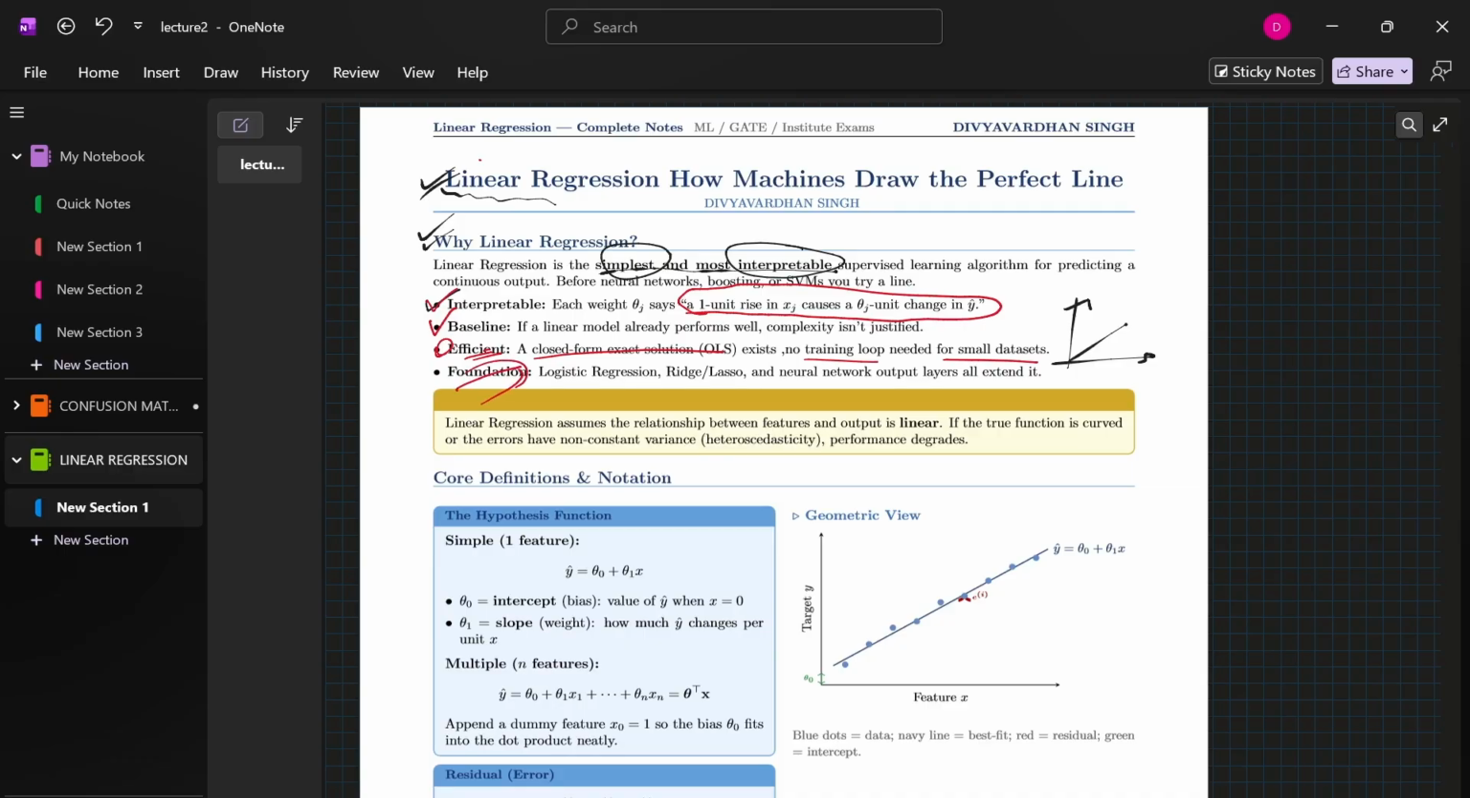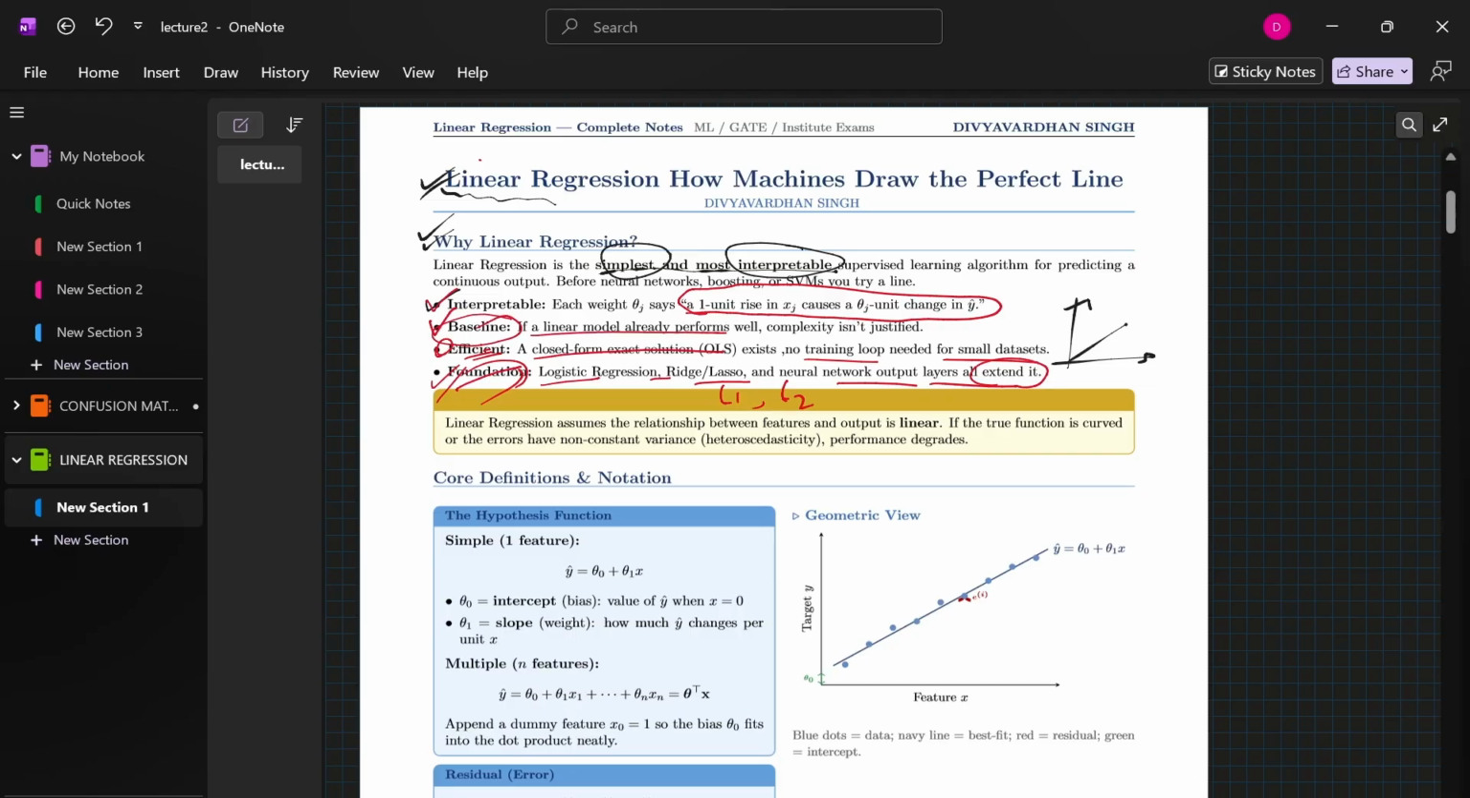Moving towards the third point, which is the foundation. Logistic regression is only linear regression with the sigmoid function. Then Ridge and Lasso, which we also call L2 and L1 regression, are for regularization. So these all have a computational foundation in linear regression.